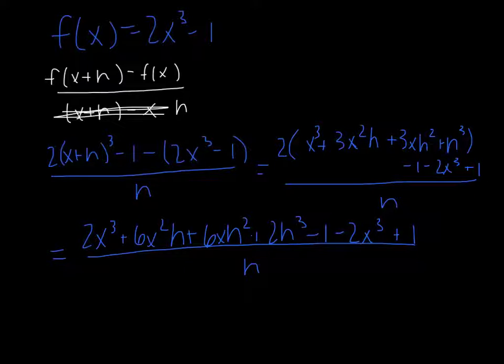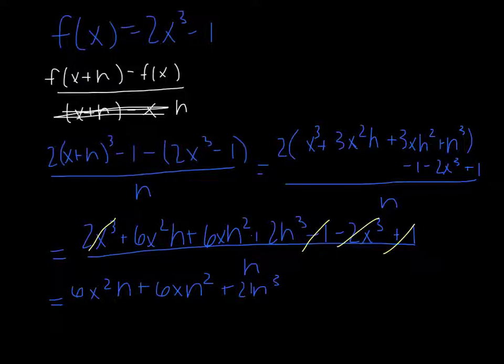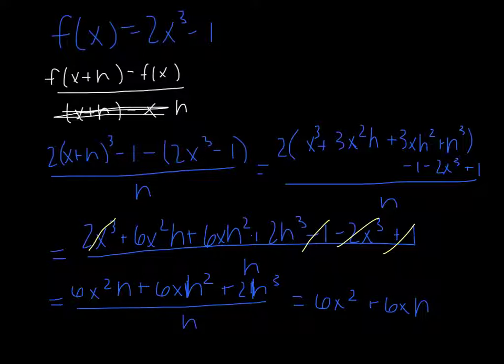Then I'm going to keep going. And so here I can cross out this and this because they cancel each other out. Negative 1 and positive 1 cancel each other out. So I end up with 6x squared h plus 6xh squared plus 2h cubed all over h, and then I can simplify even further and get 6x squared plus 6xh plus 2h squared.